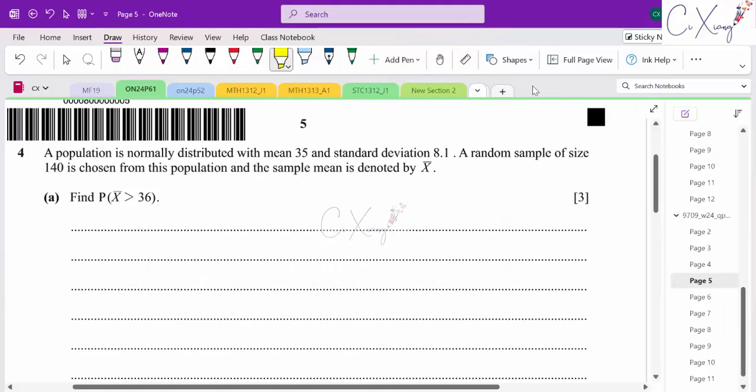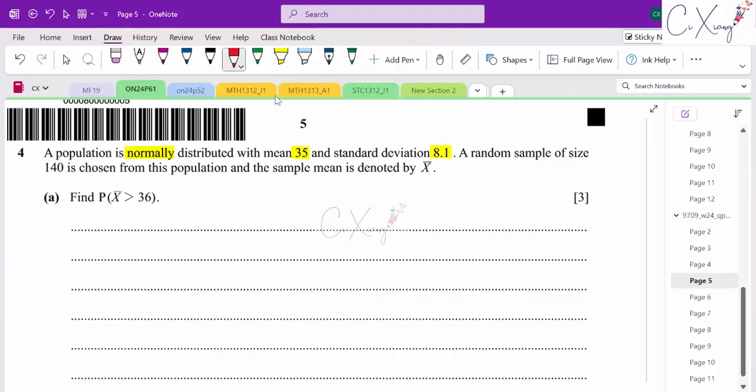Okay, so question number 4. We are having a normally distributed population, and the mean is 35, standard deviation is 8.1. So this whole sentence is talking about the population: population mean, population standard deviation. There's a random sample of size 140 chosen from this population. So this is the n, the sample size. And the sample mean is denoted by x bar.